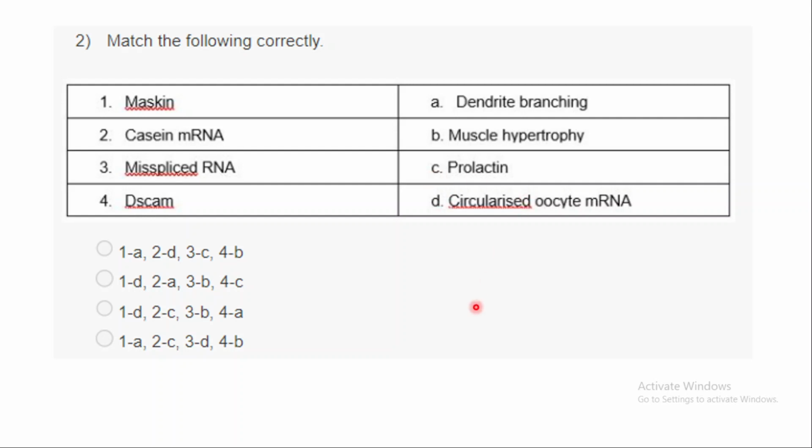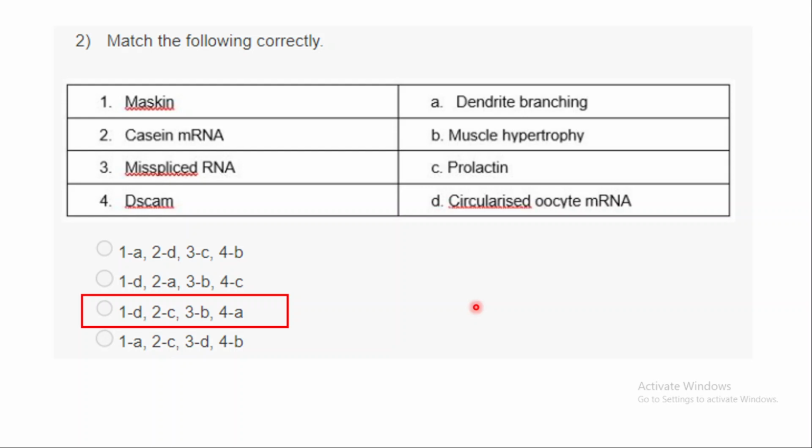Let's not delay it any further and reveal the correct answer to this question. The correct answer is option C: 1D, 2C, 3B and 4A. This is the correct answer to this question.